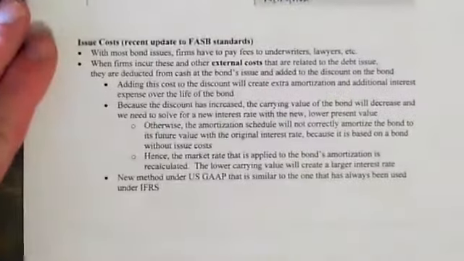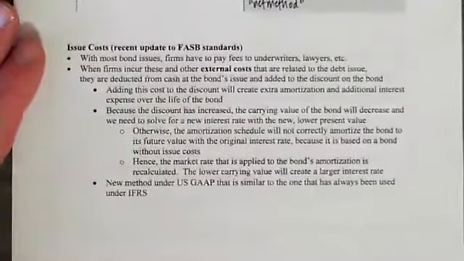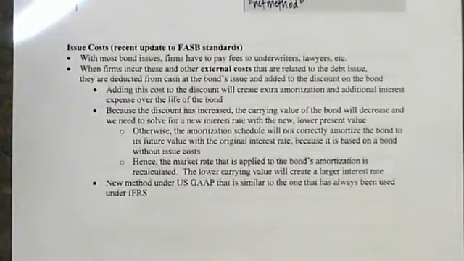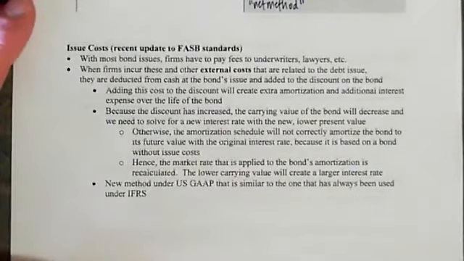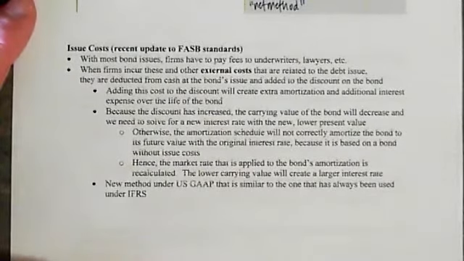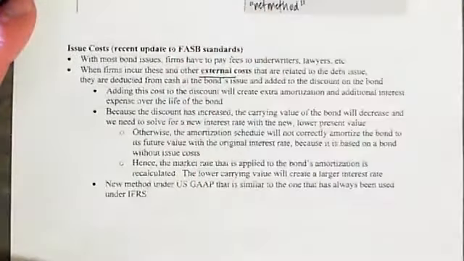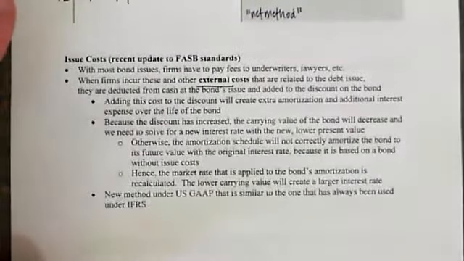With issue costs, now a lot of bonds, as I said prior, are going to have some issue costs, some amount of money they're going to pay to underwriters to guarantee the placement of their bond issue, some amount for lawyers to overlook the contracts, make sure that the legal jargon is binding. So any sort of costs that are external to the firm, that the firm has to go out and hire additional parties to complete, these are going to be referred to as external costs.